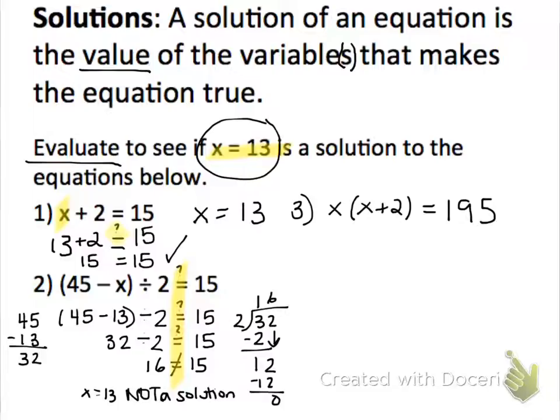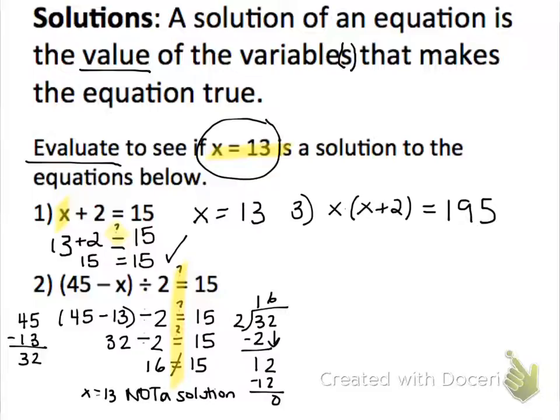Okay, let's look at our last question. We have x, and then in parentheses, x plus 2 is equal to 195. Now remember, when we have a number beside another number without any symbol in between, it really means times. So this means x times, in parentheses, x plus 2 is equal to 195. Okay, I need to see if 13 is a solution.